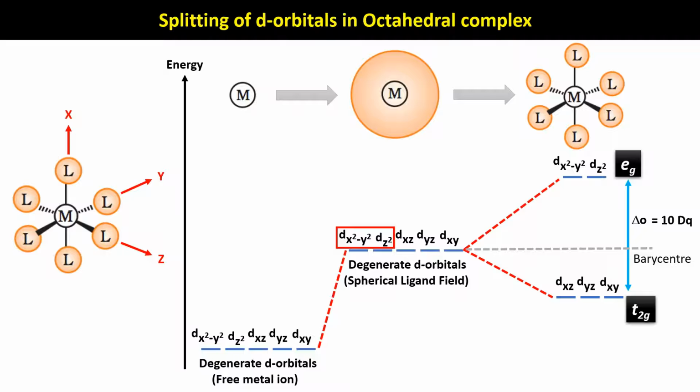The difference between the energy of T2g and Eg is denoted by delta O, where O stands for octahedral. This value can also be represented as 10 dq. The difference between the energy of Eg and the energy of d orbitals in spherical field is plus 0.6 delta O or plus 6 dq. And the energy difference between the T2g and the energy of d orbitals in the spherical field is minus 0.4 delta O or minus 4 dq.